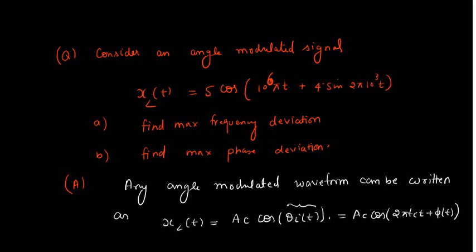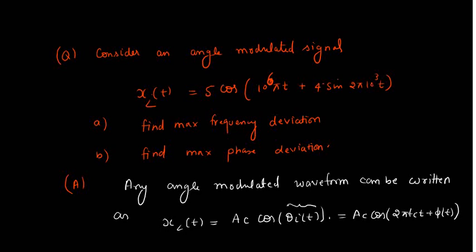Consider an angle modulated signal, and this is just a notation for angle. So this can be a PM signal or FM signal, but we are not bothered about that. We just want to know what is the maximum frequency deviation and maximum phase deviation of this angle modulated signal.